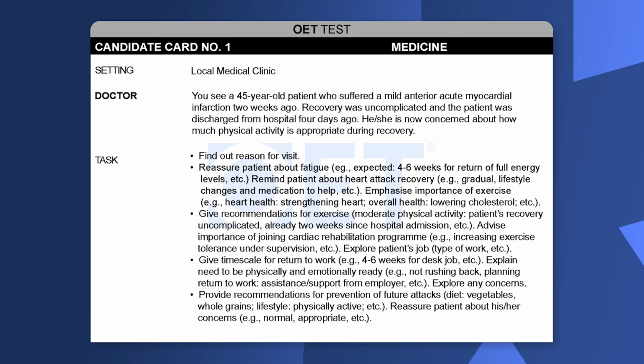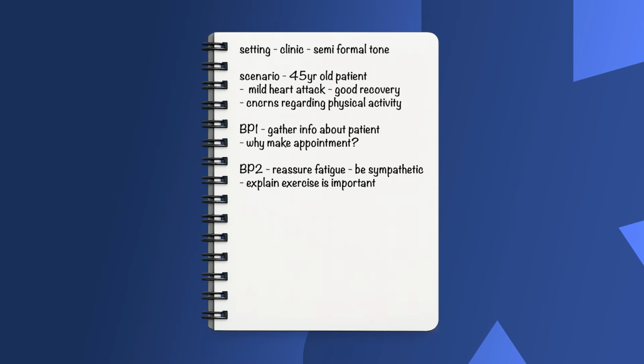Let's now look at the third bullet point. The third bullet point refers to giving recommendations and advice about exercise, rehab, and exploring their job. This task is interesting too. It looks like multiple tasks, but really it's just one. Giving recommendations and advice are basically the same thing. I'll make a quick note of that. Bullet point 3. Give advice about exercise and rehab.